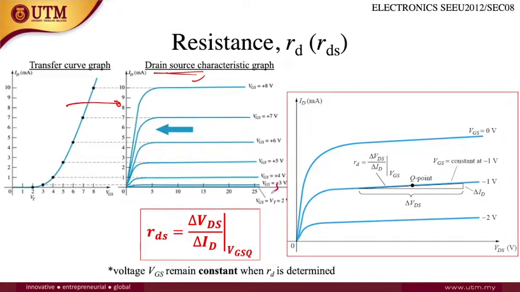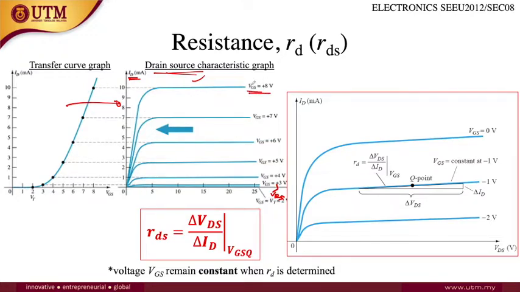Sorry, not VGS, but VDS, drain source. The x-axis is VDS, the y-axis is drain current. And this value is the VGS value.